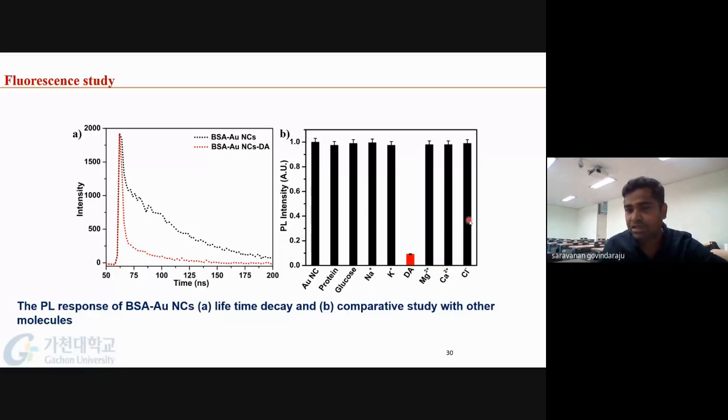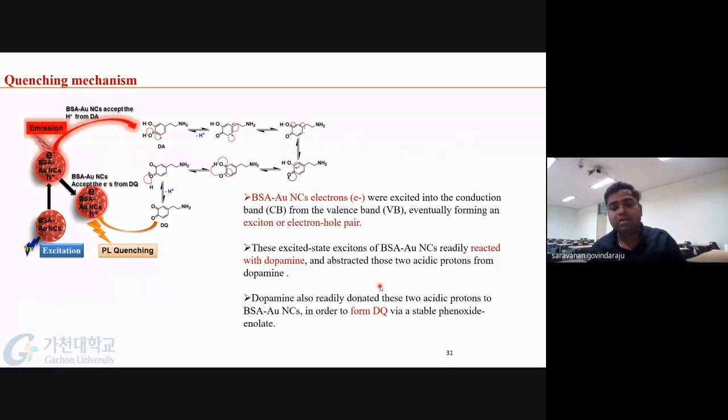Recently we faced some queries from a patent company, asking why we are not using other molecules like epinephrine or norepinephrine. We are currently doing this work and will update it in our publications. This is one way to show that the gold cluster reacts only with dopamine here. The mechanism behind the fluorescence quenching is very important to prove that our material is capable of detecting dopamine, and of biosensing applications.